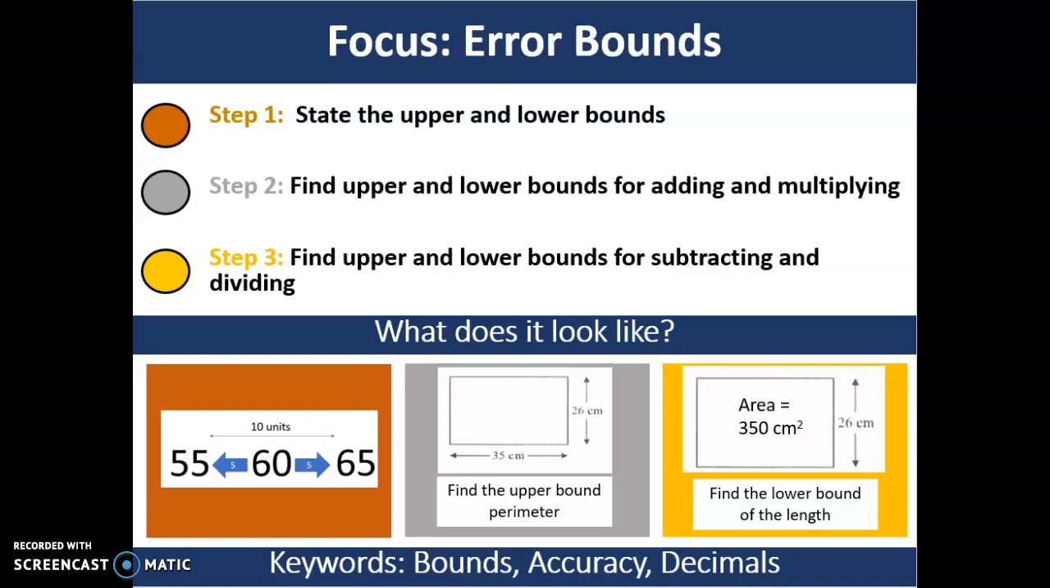Today's focus will be on error bounds. Step 1, we need to be able to state the upper and lower bounds. So we gotta make a decision. Step 2, we need to find the upper and lower bounds for adding and multiplying. Step 3, we need to find the upper and lower bounds for when you're subtracting and dividing. So on the bottom here, this is what it looks like. And our keywords today are bounds, accuracy, and decimals.